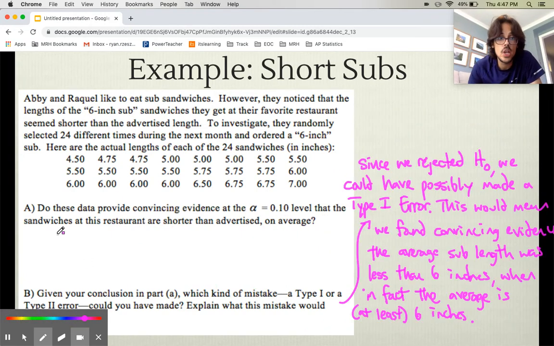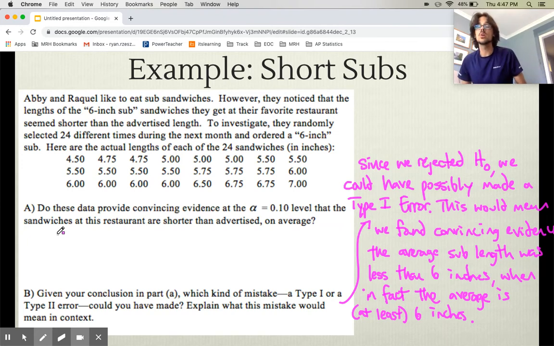Okay, so we rejected H0. That means we could have made the type of error you make when you reject H0. It could be a type 1 error. Type 2 involves failing to reject.